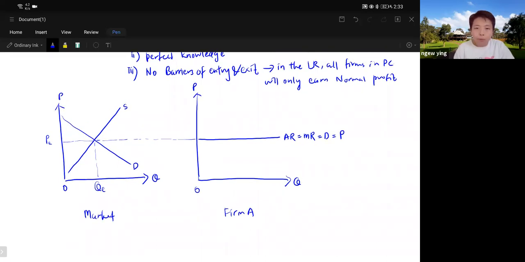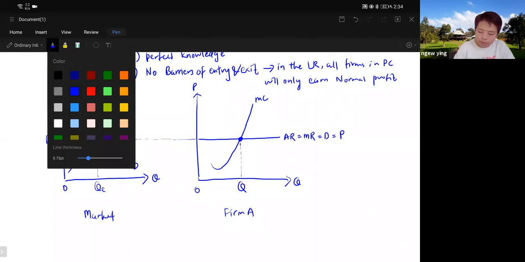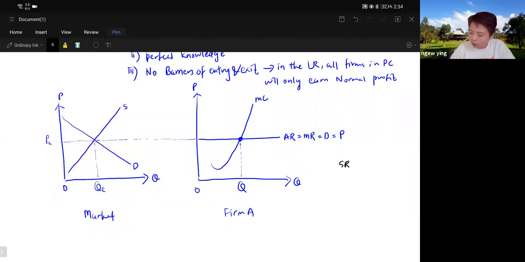Now, after we put the AR and MR curve, the second step, we will put the MC curve. And we assume all firms are short-run profit maximizers. Therefore, they will produce at the point where MC equals MR, which means they produce at Q to maximize their total profit.